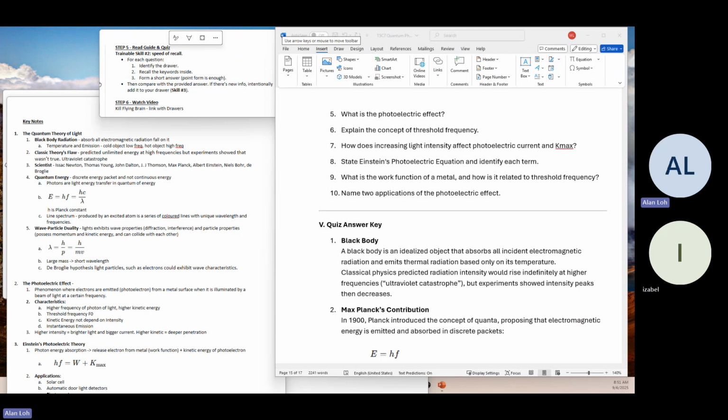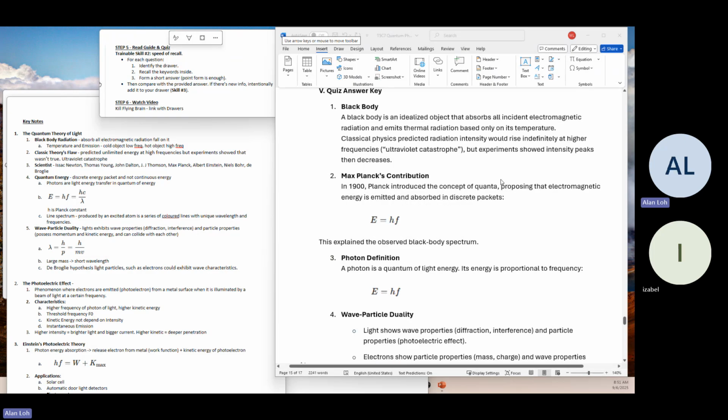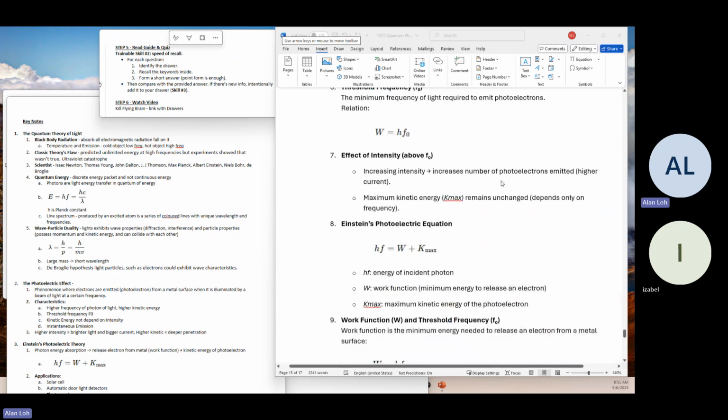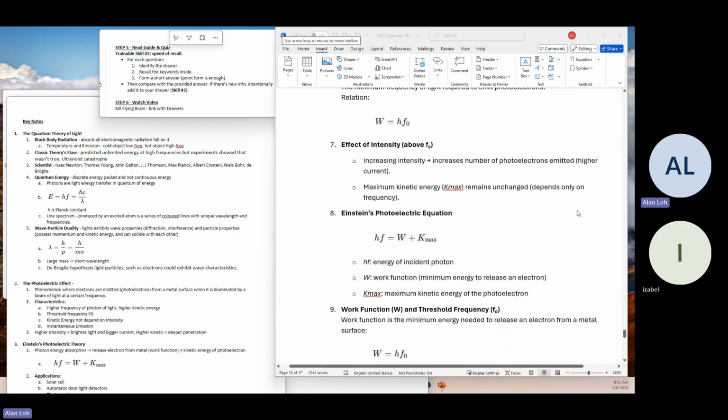All right, let's see. Where is it? This one, number 7. Okay, let me explain this a bit. The intensity increases the number of photoelectrons emitted, so higher current. However, for kinetic energy, Kmax, it remains unchanged.